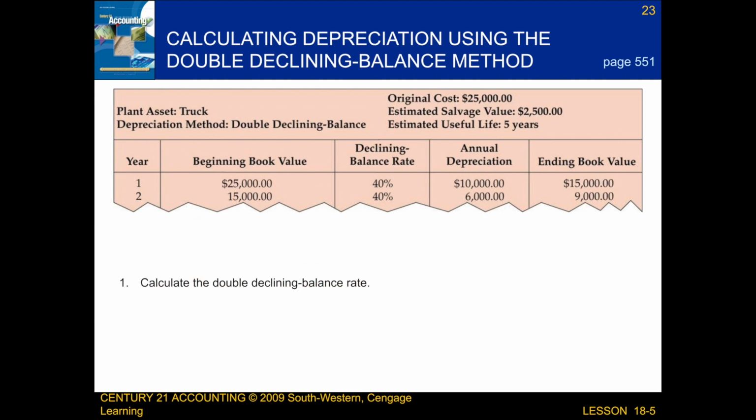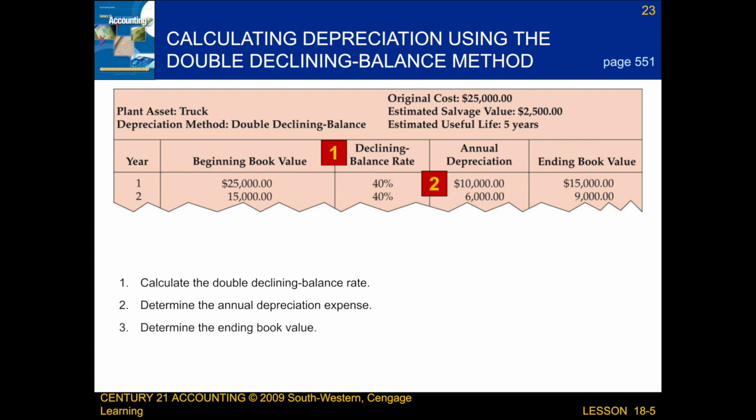First, we calculate the double declining balance rate. Next, we determine the annual depreciation expense. After that, we determine the ending book value. And finally, we transfer the ending book value to the beginning book value for the following year.